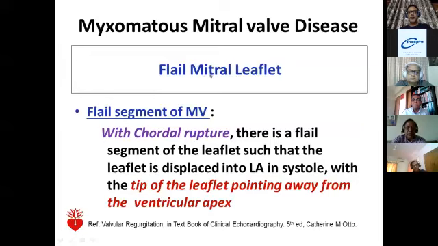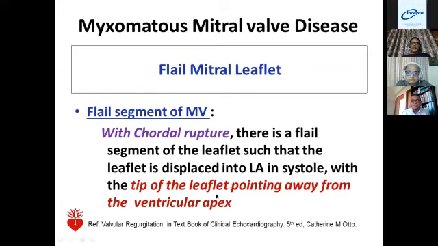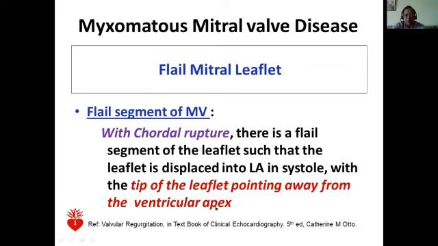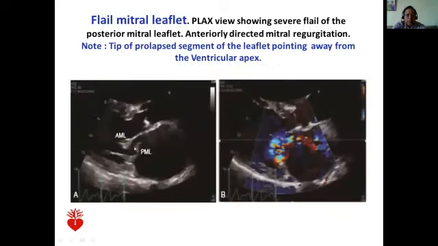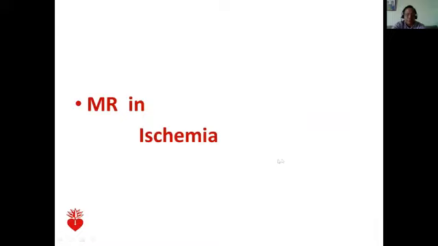Now, what is meant by flail mitral leaflet? This usually occurs in chordal rupture, and there is a flail segment of the leaflet such that the leaflet is displaced into the LA in systole, with the tip of the leaflet pointing away from the ventricular apex. What is the picture? This is the flail PML, and the tip of the PML is pointing away from the LV apex, and this is the MR.